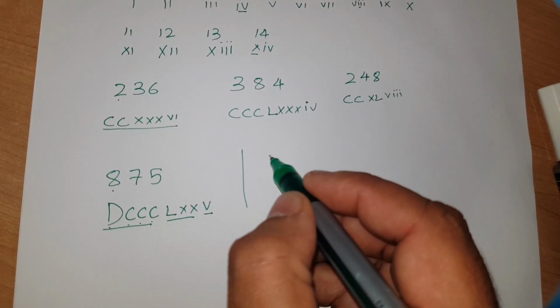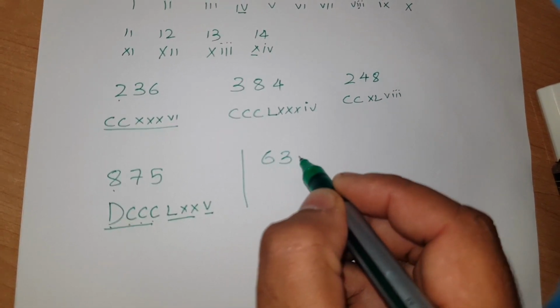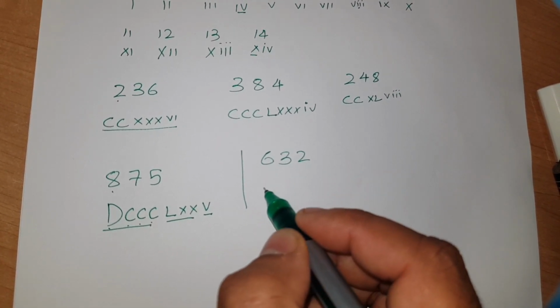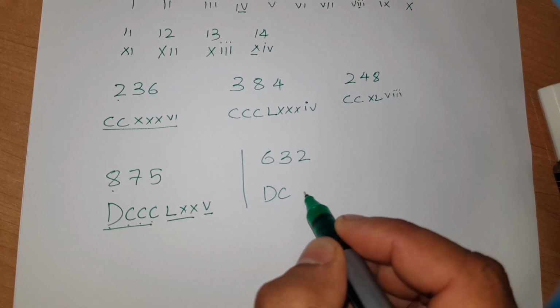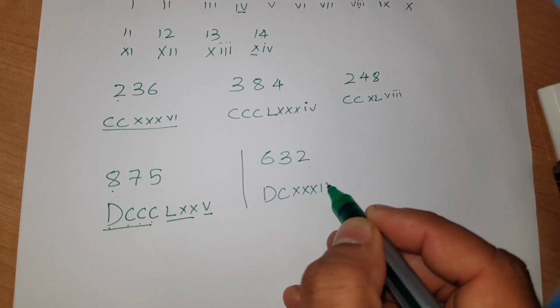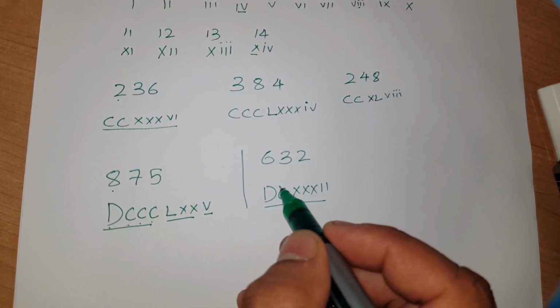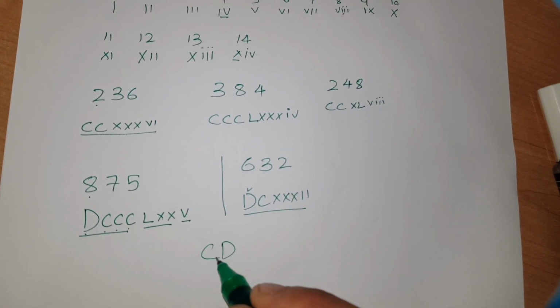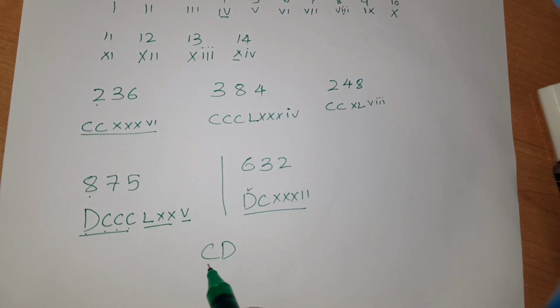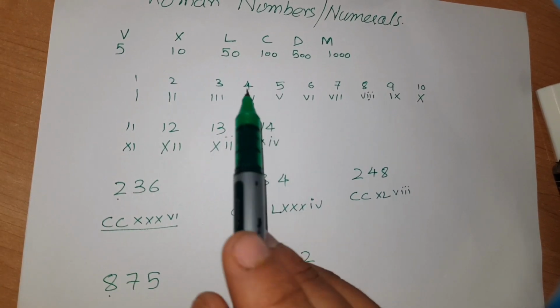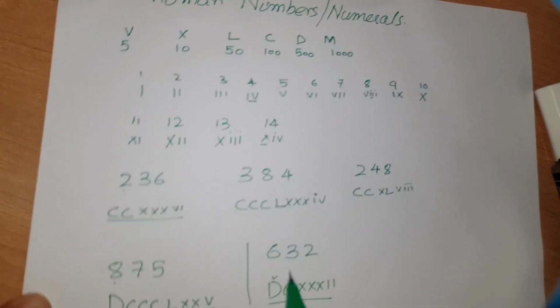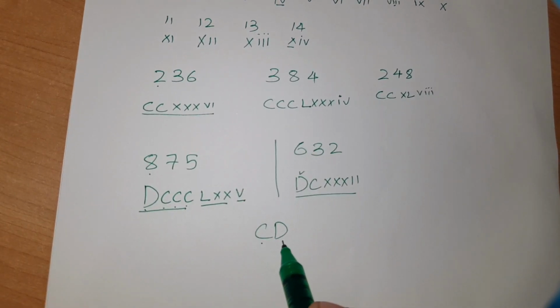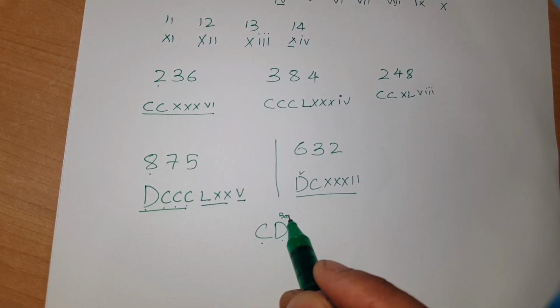I will write 632. For 600 I know this is 500 and 600, then 30 and then 2. Remember that C and D means I am adding C in this. If I write D and C here, C is smaller, like I said earlier, C is 100 and D is 500. If I am writing a smaller number before the bigger number, this is 500 and this is 100.